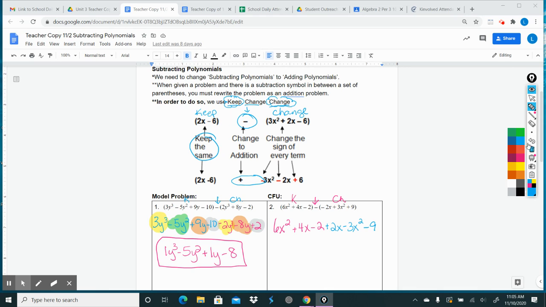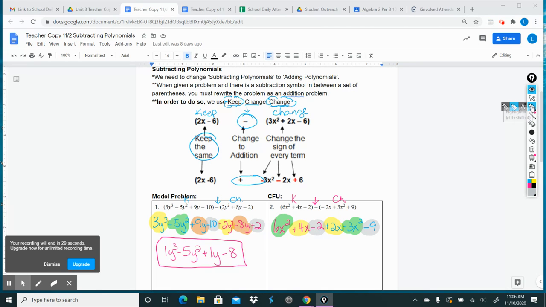Now we are going to highlight all our like terms, starting off with our highest exponent and working our way down. And then we have 4x and positive 2x. And finally, we have our negative 2 and negative 9. Then we are going to combine our like terms.